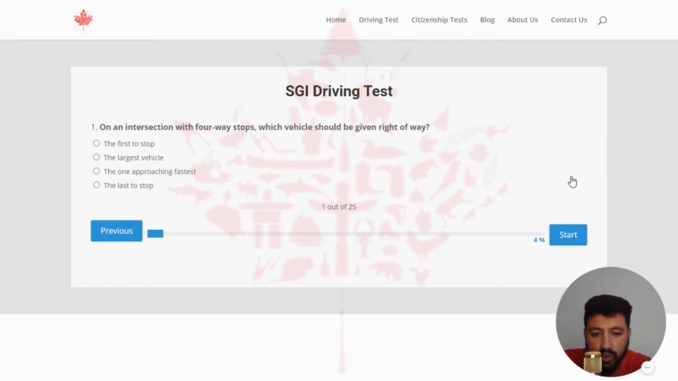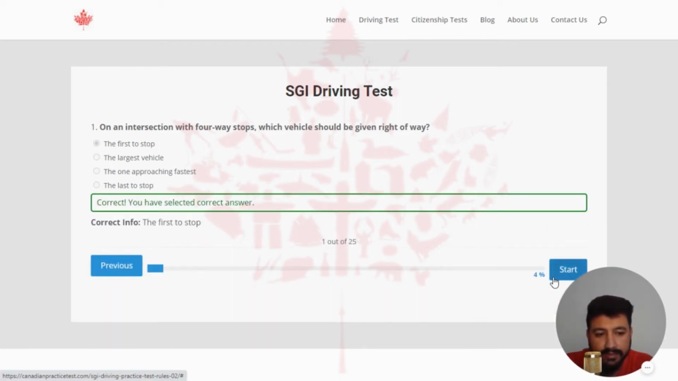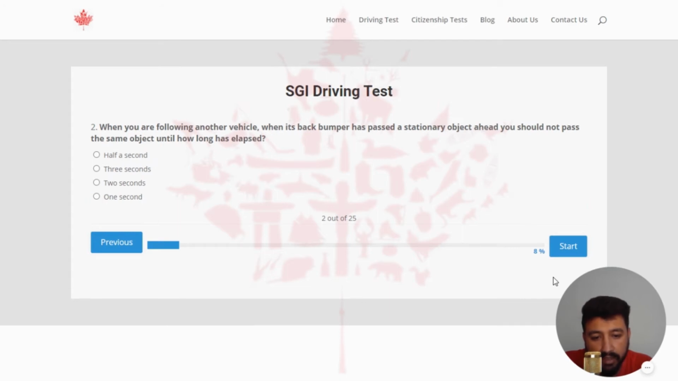The first question of quiz number 2 is, on an intersection with four-way stops, which vehicle should be given right of way? The right answer of this question is the first to stop. So I'm going to select the first one. Yeah. Next, when you are following another vehicle, when its back bumper has passed a stationary object ahead, you should not pass the same object until how long has elapsed? The right answer of this question is 3 seconds.